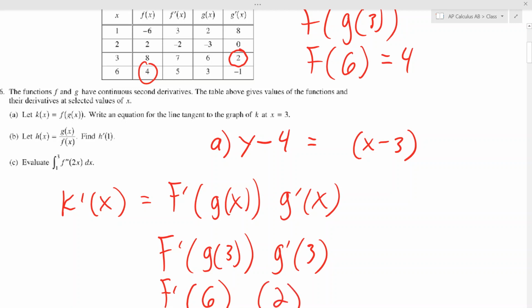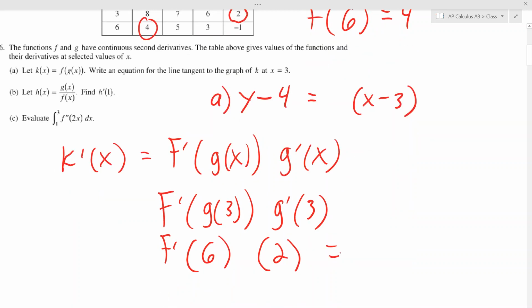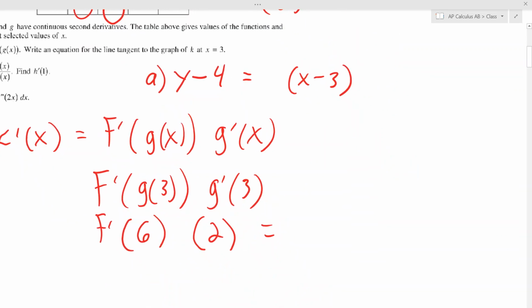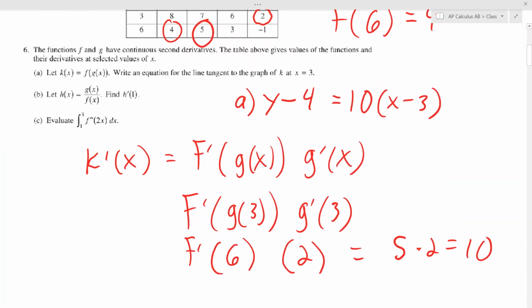So it's F prime of 6 times 2. So we're going to find F prime of 6, which is 5 right there. So F prime of 6 is 5 times 2 happens to be 10. So the slope of my tangent line is 10. If they asked me to approximate something for K of like, I don't know, 3.8, you would plug that in for X and solve for Y.